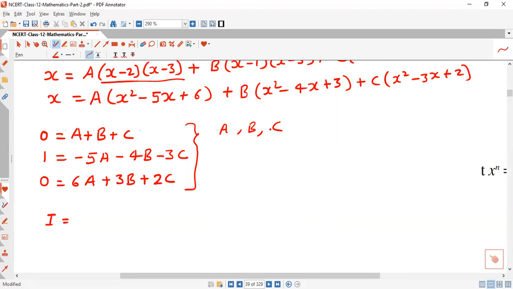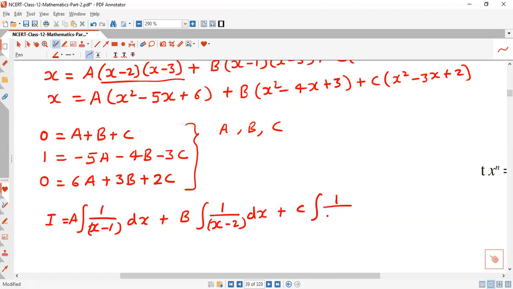You put the value of A, B, C in the question, and the integration becomes: A taken outside, integration 1 upon x minus 1 dx, plus B times integration 1 upon x minus 2 dx, plus C times integration 1 upon x minus 3 dx. So you solve these three equations and find the values of a, b, c, and put them here, as we did in the last question.